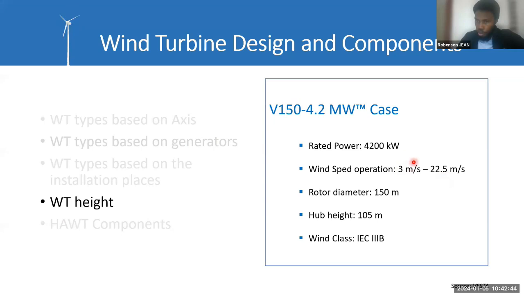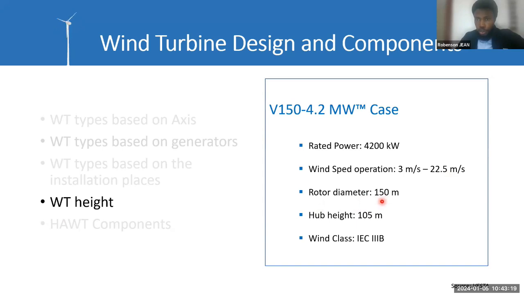So under this wind speed, the wind turbine will not operate. But if we go higher than this wind speed, the blades of the wind turbine will be in the flag position, so the wind can flow without turning the blades of the wind turbine. This is for safety.